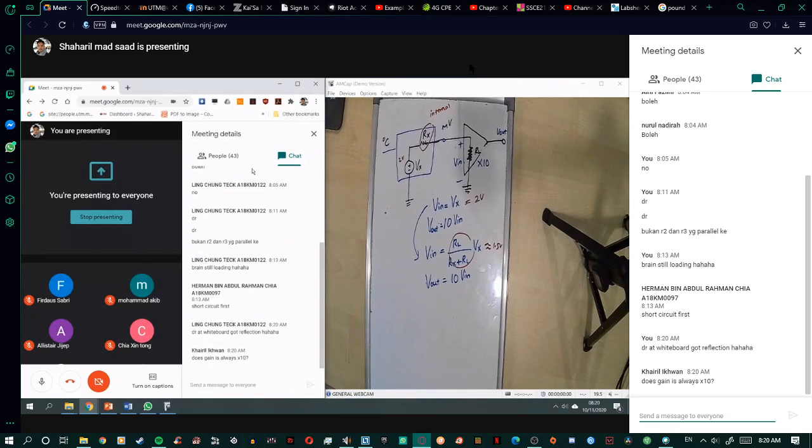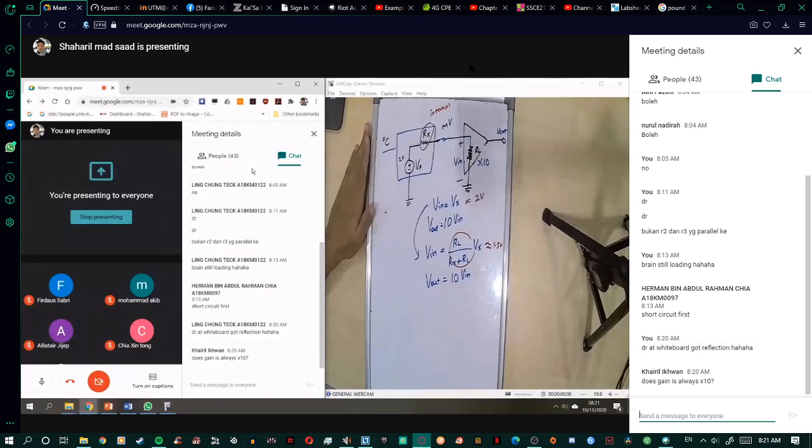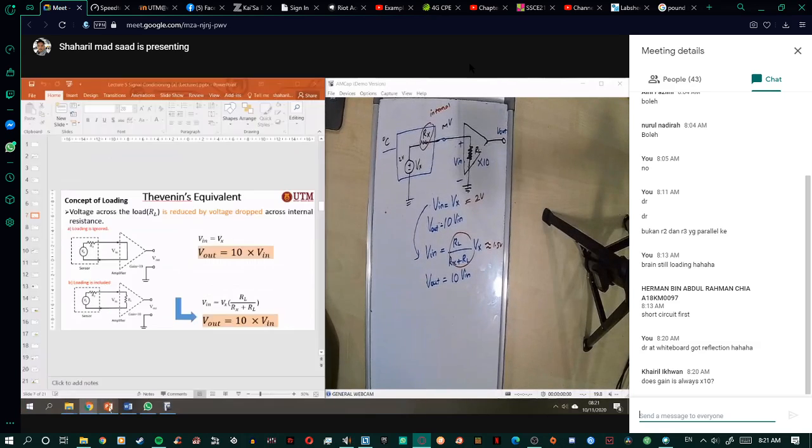Okay. Gain is always times 10. No, it depends on your op-amp. So after that we will learn how we can adjust this gain. This is the example. Okay. Alright. So let's move to the next slide.